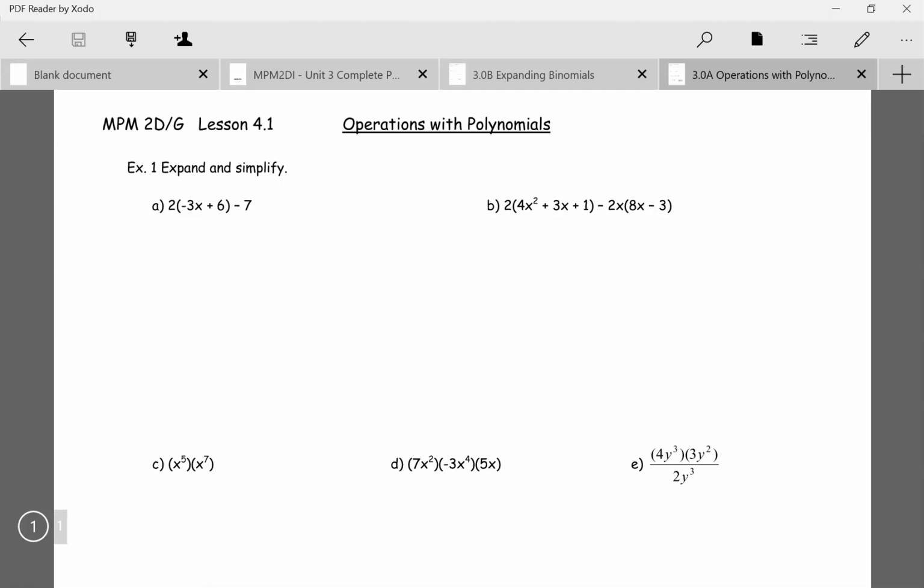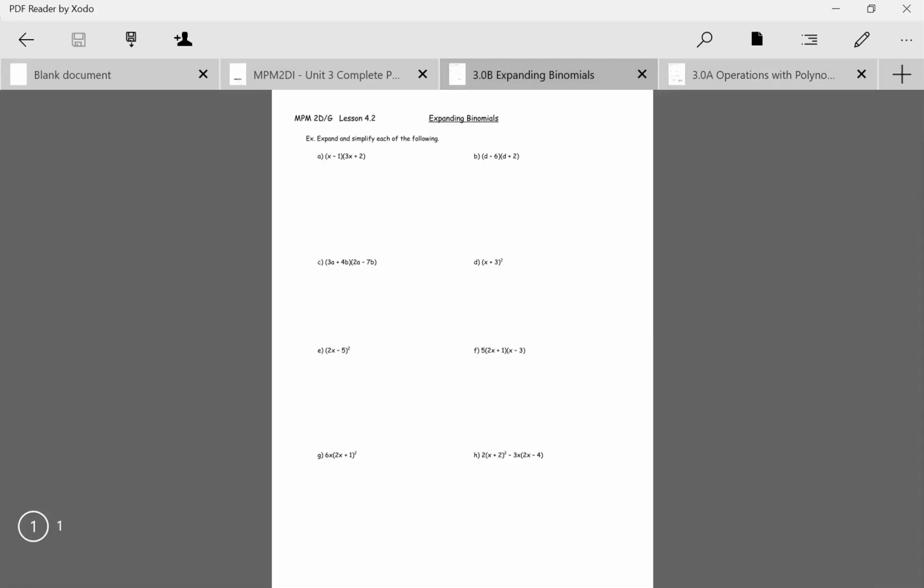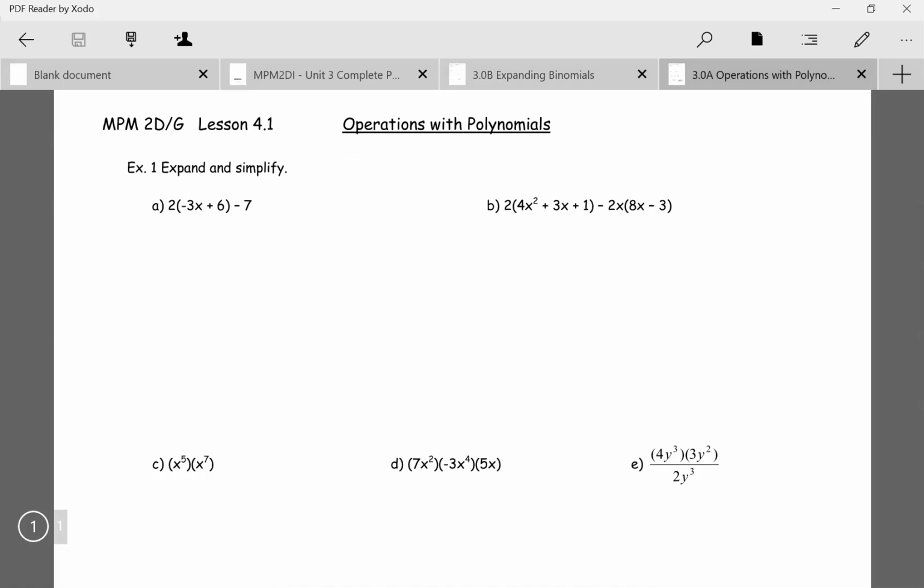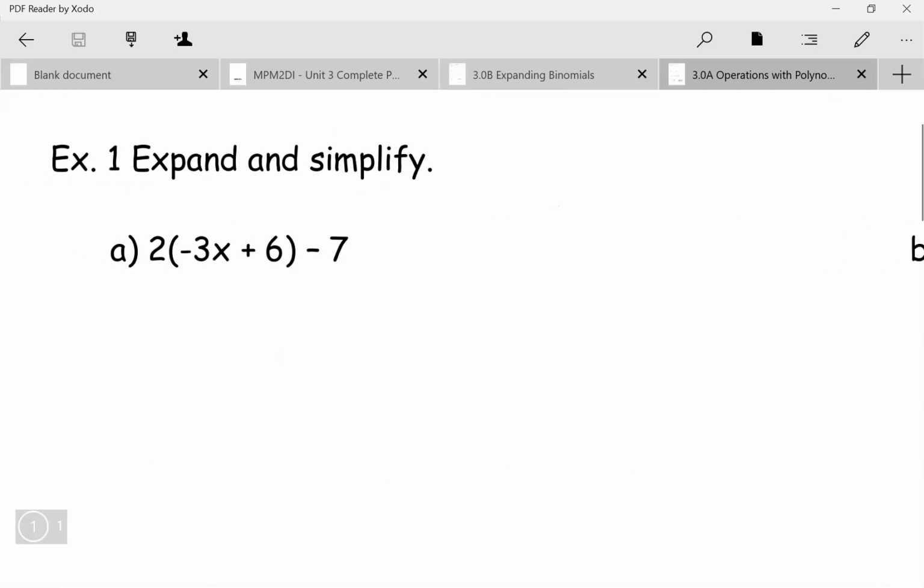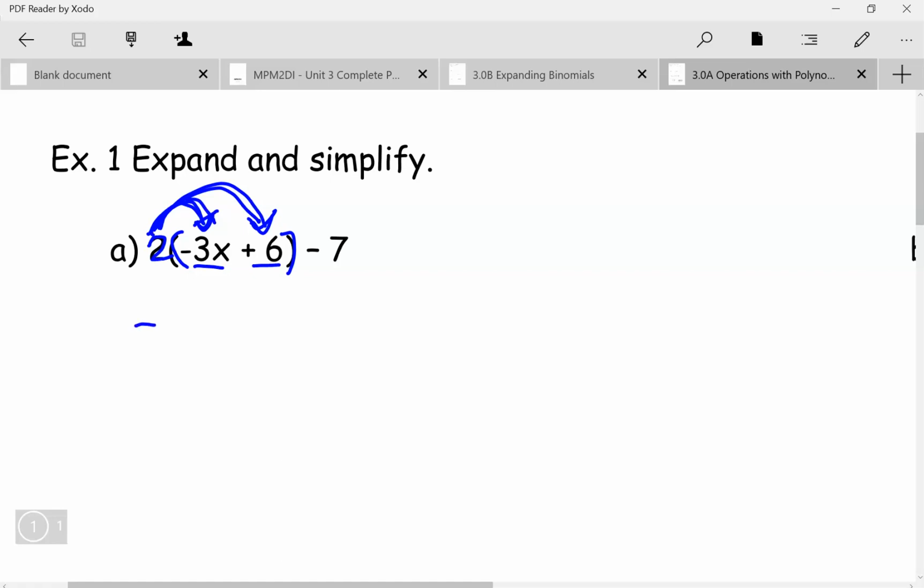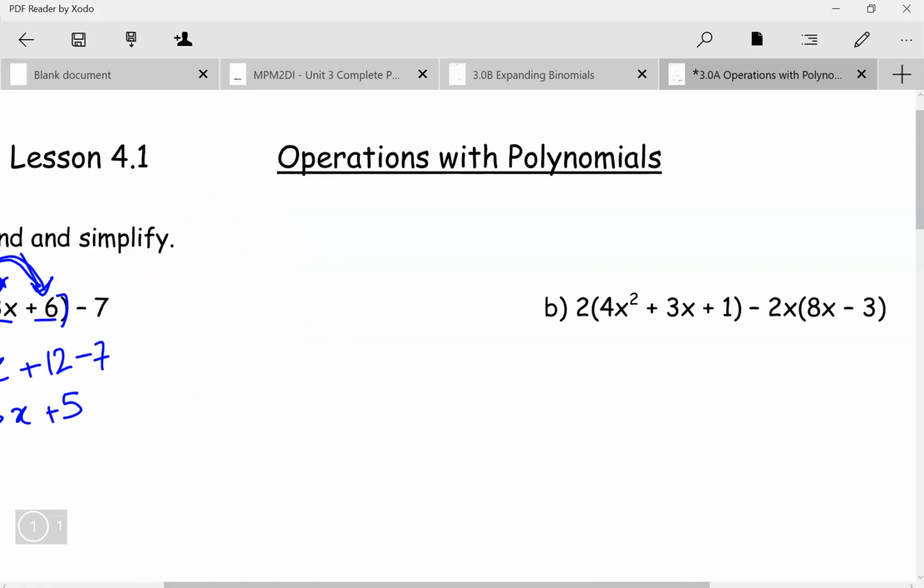So this was the initial operations with polynomials, expanding and simplifying polynomials and binomials. Here, hopefully we'll see that we are going to be using the distributive property. Whenever we have something outside a bracket, it has to be distributed into each term in the bracket. So this is one term, this is another term. 2 times negative 3x is negative 6x. 2 times positive 6 is positive 12. And the minus 7 just stays out of the bracket. So what we are left with is negative 6x plus 5.